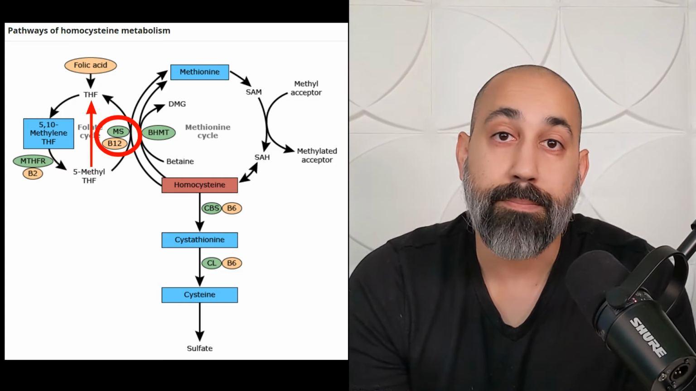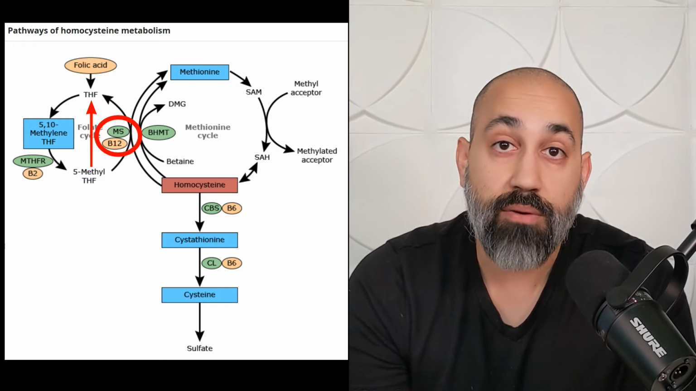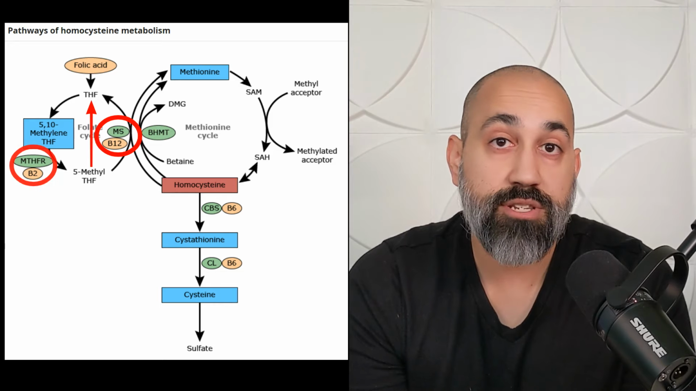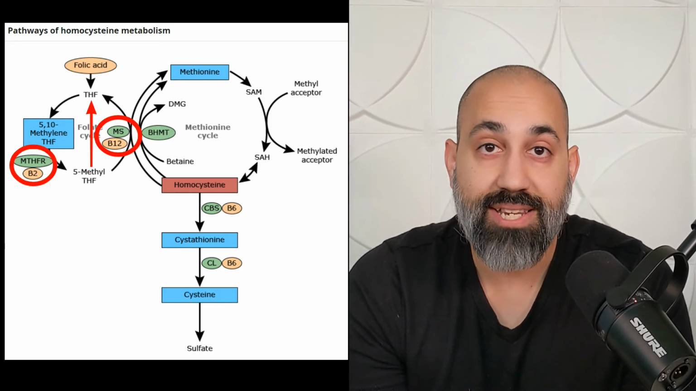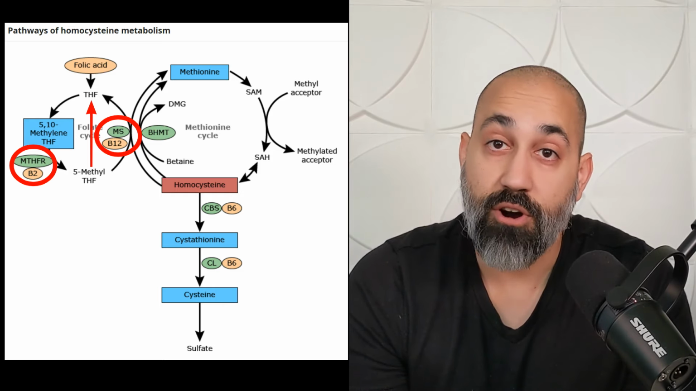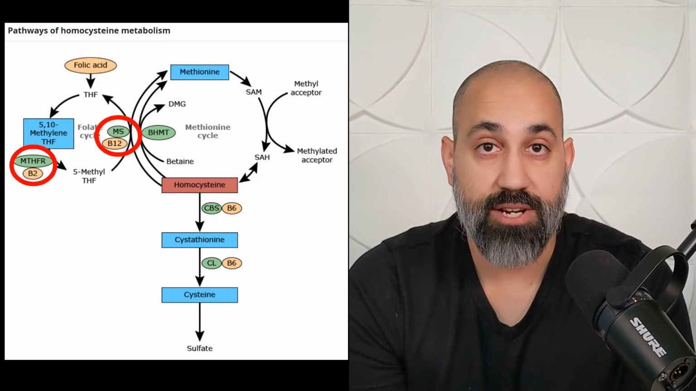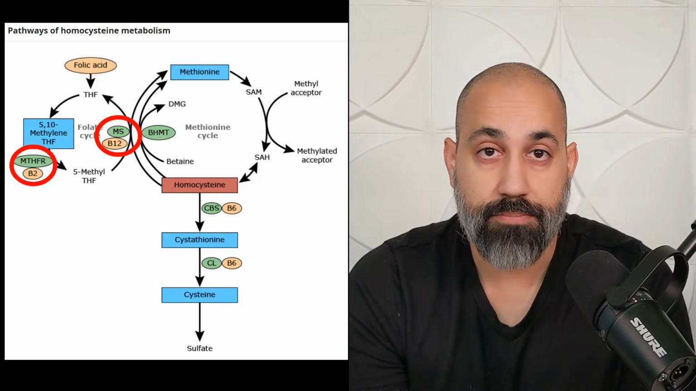In order for your body to make that active form, the so-called 5-methyltetrahydrofolate, from folic acid, it requires an enzyme called methylenetetrahydrofolate reductase. It's also called MTHFR. You may have heard of that. And it uses vitamin B2 as a cofactor. That'll become important later on.